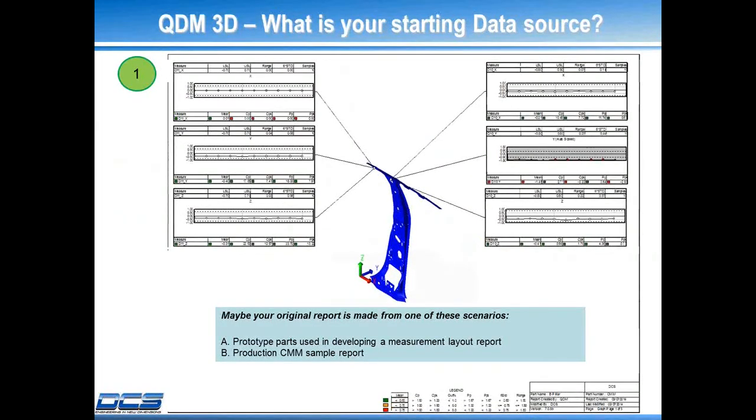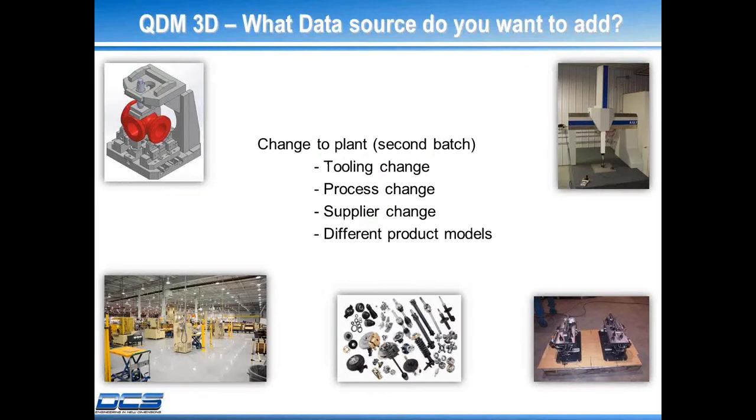So where are we getting this data from? Where's our starting data source? You can pull your data from a number of different places, oftentimes from CMM or measurement and inspection devices. You can use data in order to test tooling changes, process changes, supplier changes, different product models. So you can get that information from an Excel sheet, from 3DCS, from CMM and measurement and inspection devices.